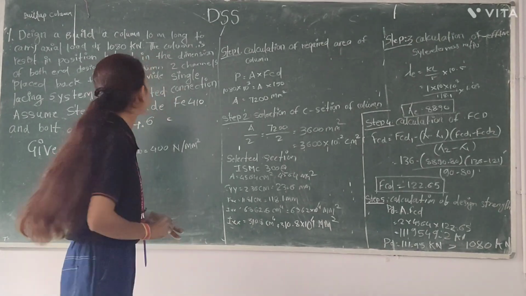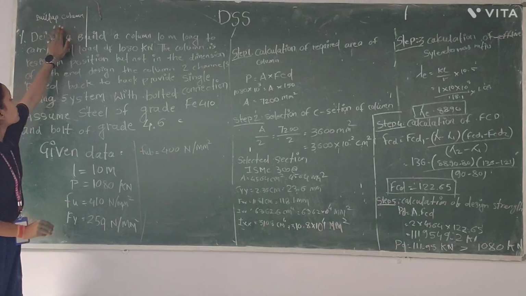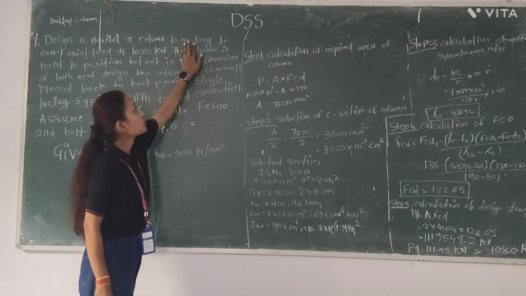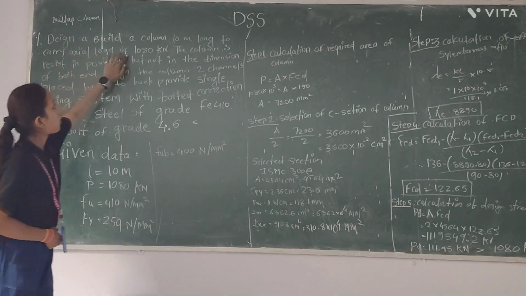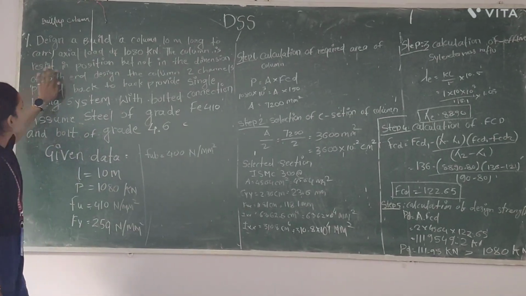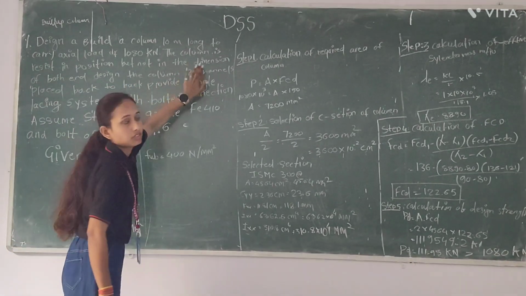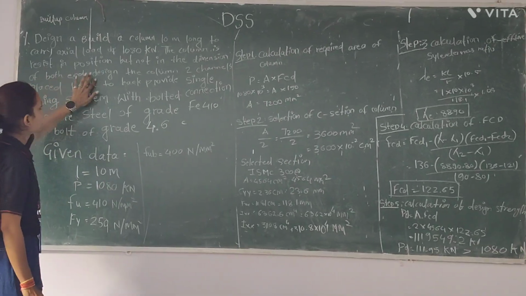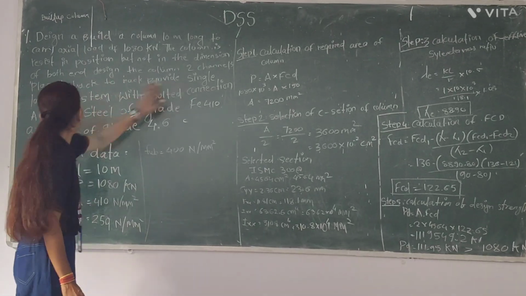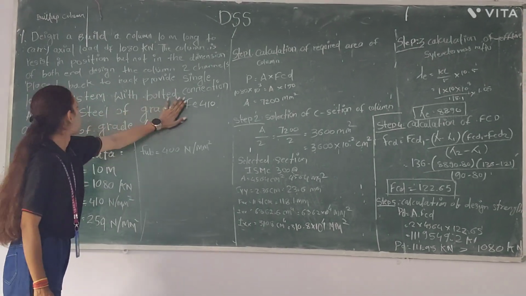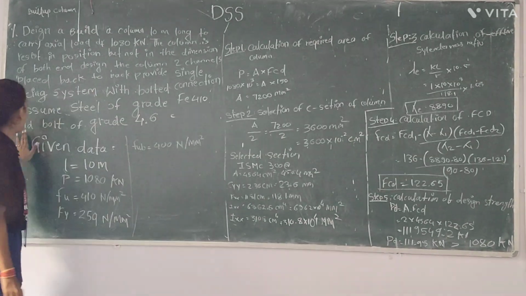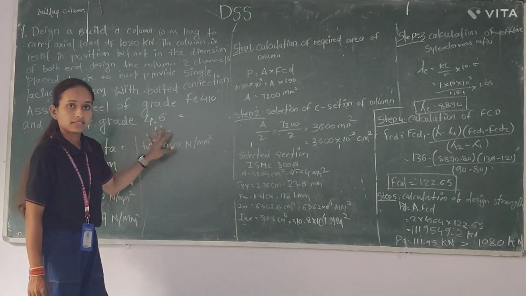We are taking one topic, which is this numerical: design a column 10 meter long to carry an axial load of 1080 kN. The column is restrained in position but not in direction at both ends. Design the column with two channels placed back to back, provide a single lacing system with bolted connection. Assume steel of grade Fe410 and bolt of grade 4.6.